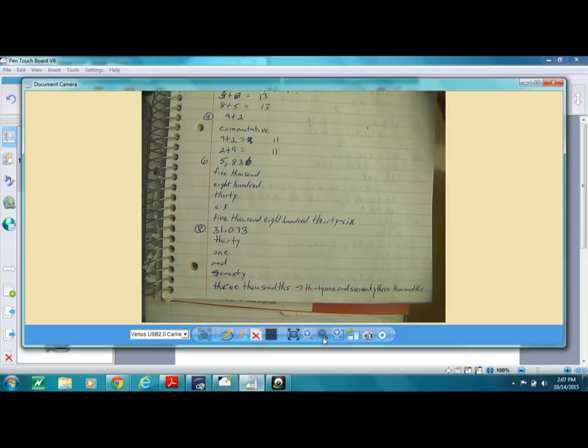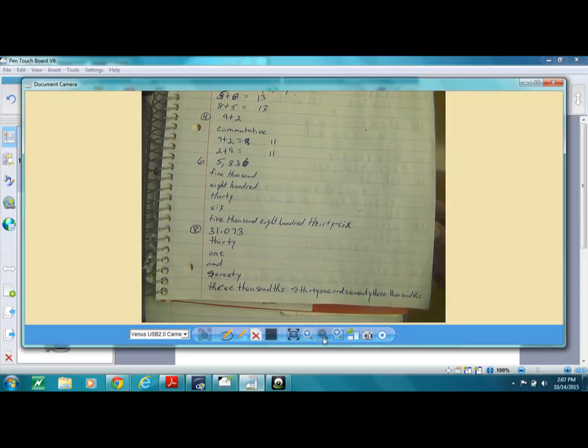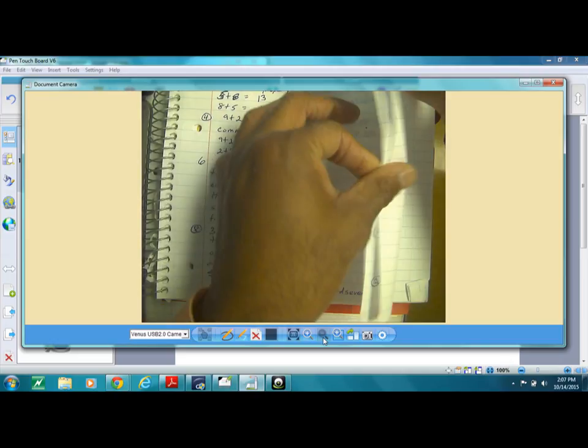We should be just about ready to move on to number 10, which is what we do next. Okay? You should be finished writing that. I'm going to go ahead and turn the page so we can get ready to do number 10.